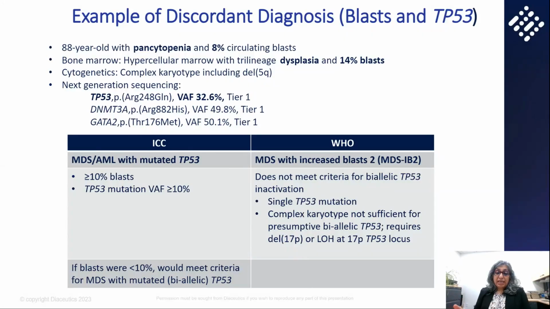And if we don't see anything else in the diagnostic line, it really doesn't convey the poor prognosis that TP53 has in these cases. Another hypothetical situation, let's say this case had less than 10% blasts. By ICC, would it meet criteria for biallelic TP53? The answer is yes, because we have a single mutation with a VAF over 10%, and there is complex karyotype. So by ICC, it would still connote a very poor prognosis, which the WHO classification may not.